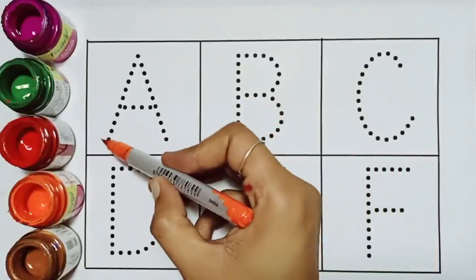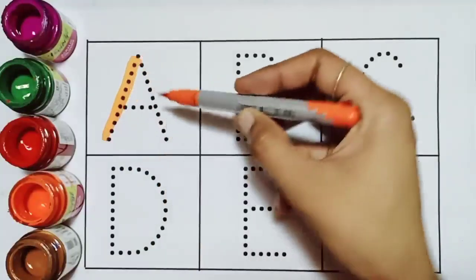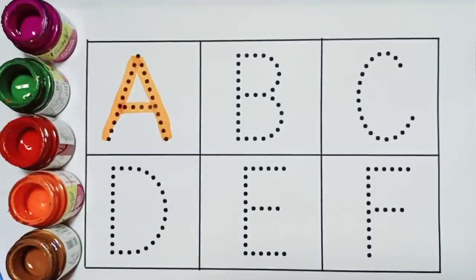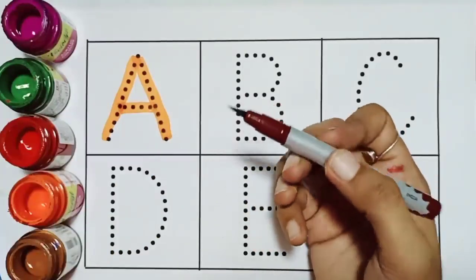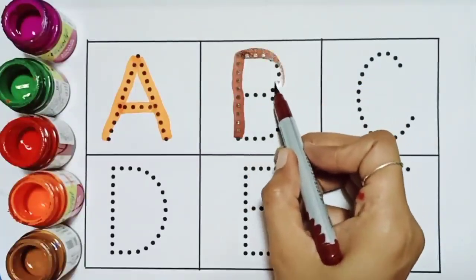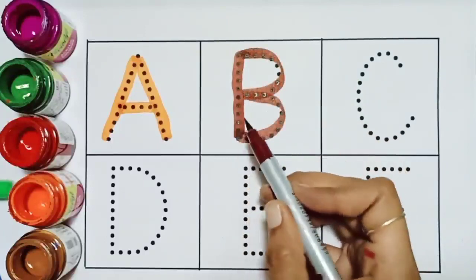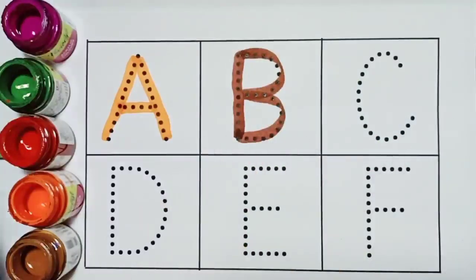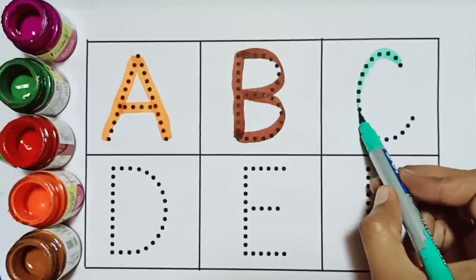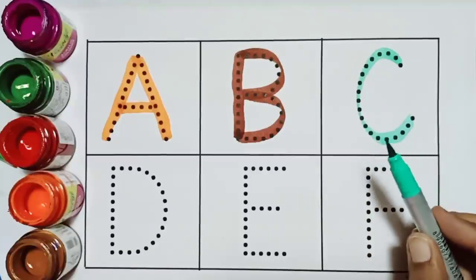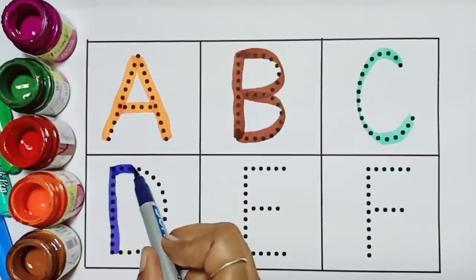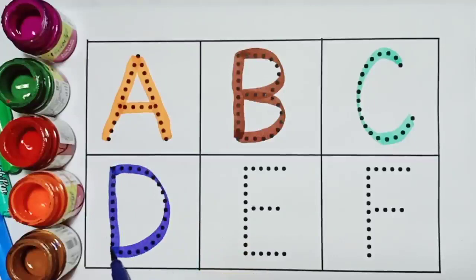Orange color. A. A for apple. Brown color. B. B for ball. Brown color. C. Green color. C for cat. D. D for dog.